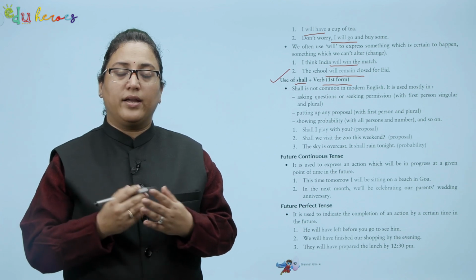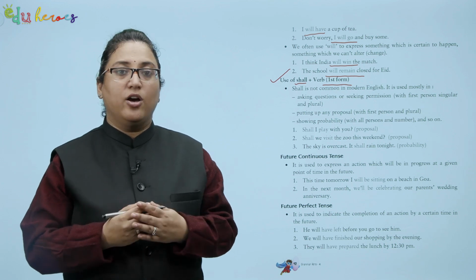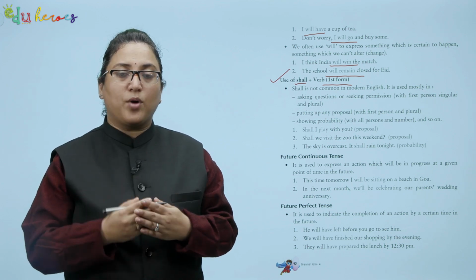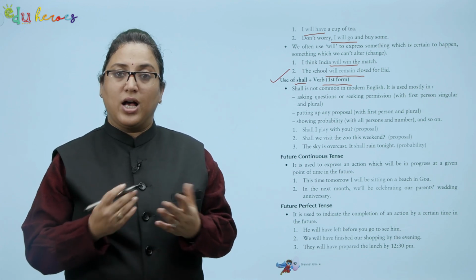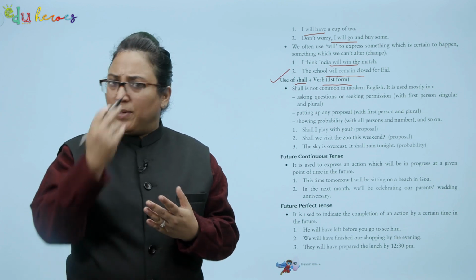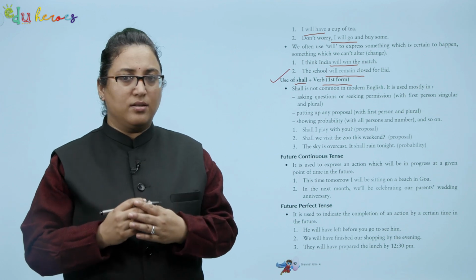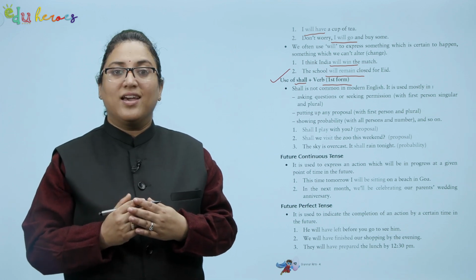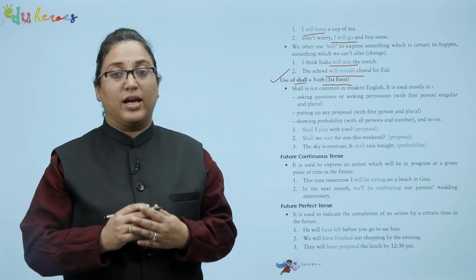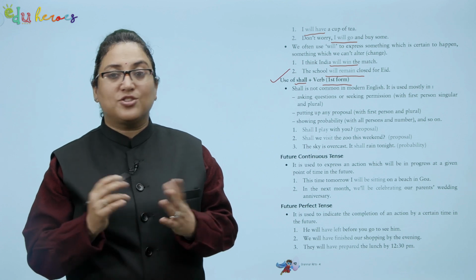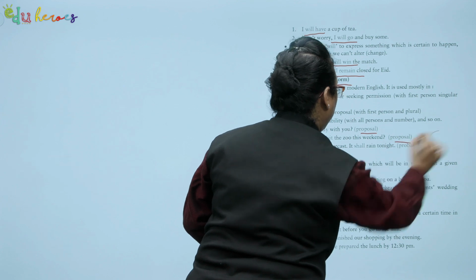So, जब हम दिखा रहे हैं कुछ प्रपोज किया जा रहा है, कुछ प्रपोजल दिया जा रहा है किसी प्रोजेक्ट के लिए और एक चांस है, प्रोबेबिलिटी है, कितना चांस है किसी चीज़ के होने का, तब भी हम यूज़ करेंगे shall. For example, shall I play with you? That's a proposal. Shall we visit the zoo this weekend? That's also a proposal. And the sky is overcast. It shall rain tonight. Now that's a probability. It's not a surety. So we have proposal here and probability. Shall.